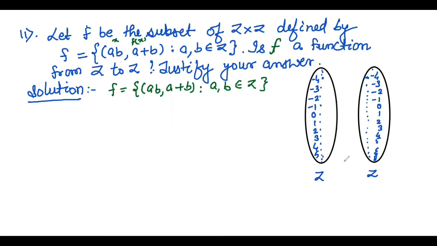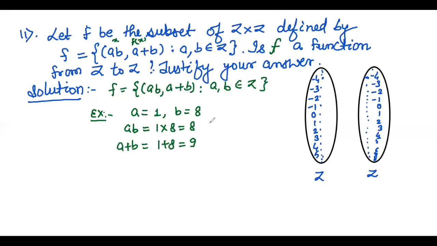F is a function from Z to Z, a subset of Z cross Z. So according to that I have drawn here. So I'm going to take an example. If I'm taking from the first set Z, A as 1 and B as 8. One by one I'm finding; the format is (AB, A plus B). So AB, I'm going to find the X value. So 1 into 8, that is 8. And then A plus B, 1 plus 8, that is 9. Here I'm getting the ordered pair of F, that is (8, 9).